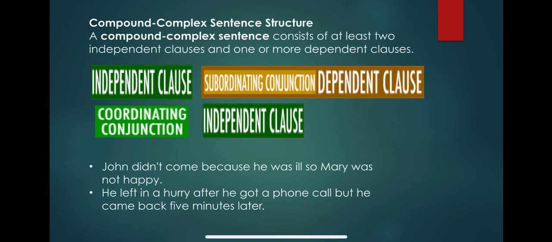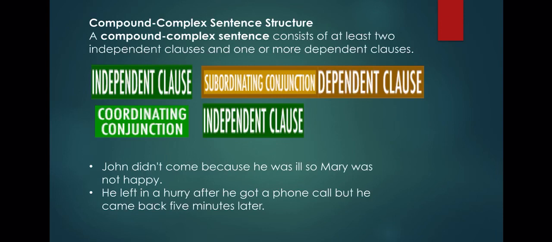The compound-complex sentence structure. A compound-complex sentence consists of at least two independent clauses and one or more dependent clauses. So you would have independent clause, subordinating conjunction, dependent clause, coordinating conjunction, independent clause. For example: John did not come because he was ill, so Mary was not happy.